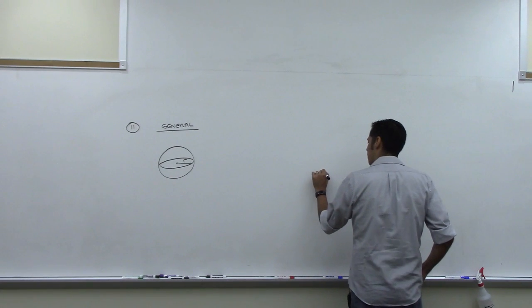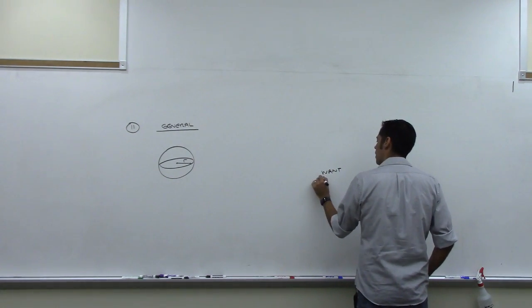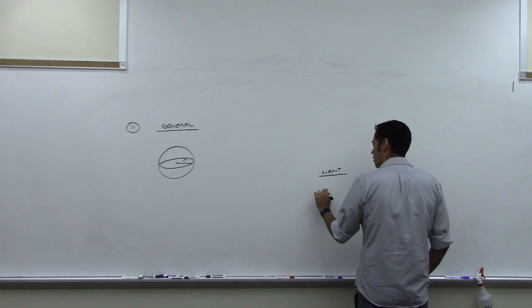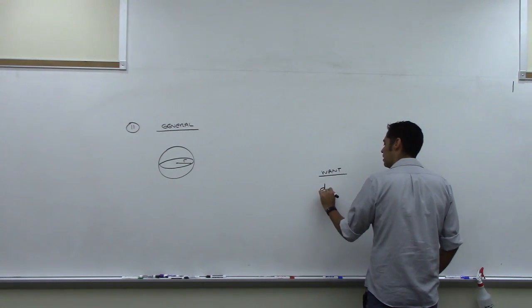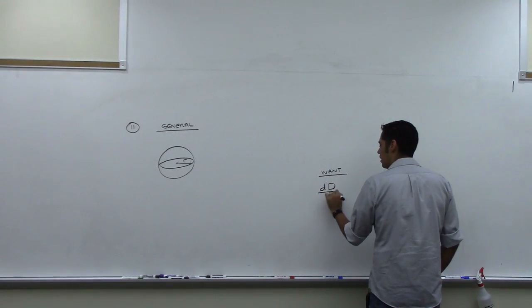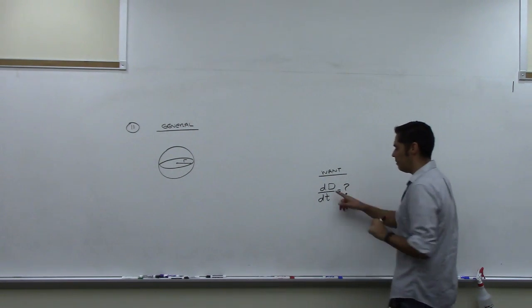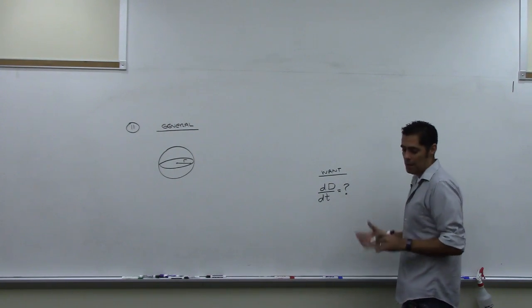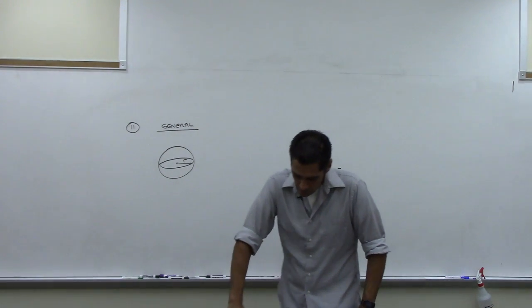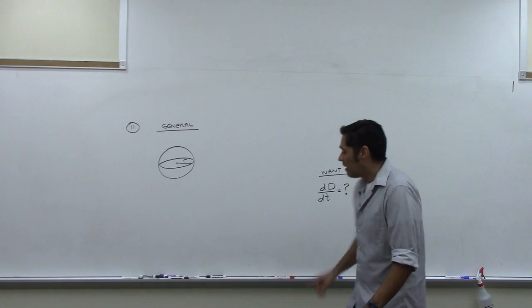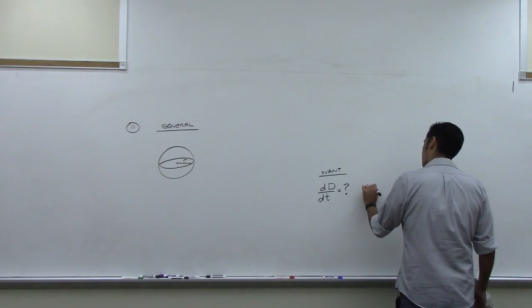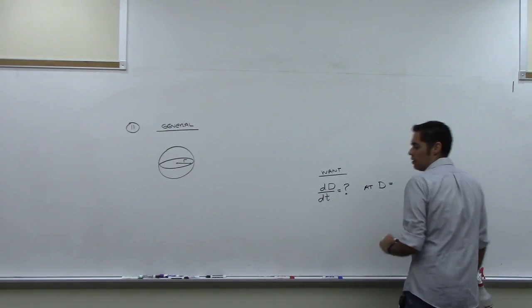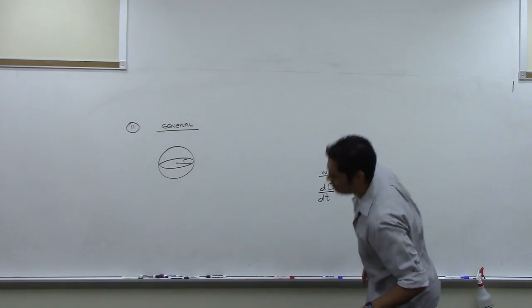So I'm going to start writing that stuff down. I want to know the rate at which the diameter decreases. I want to know, capital D is diameter, I want to know that rate. I know it's going to get smaller, but what is the rate it does? I want to know that at exactly the moment when the diameter is 10 centimeters.